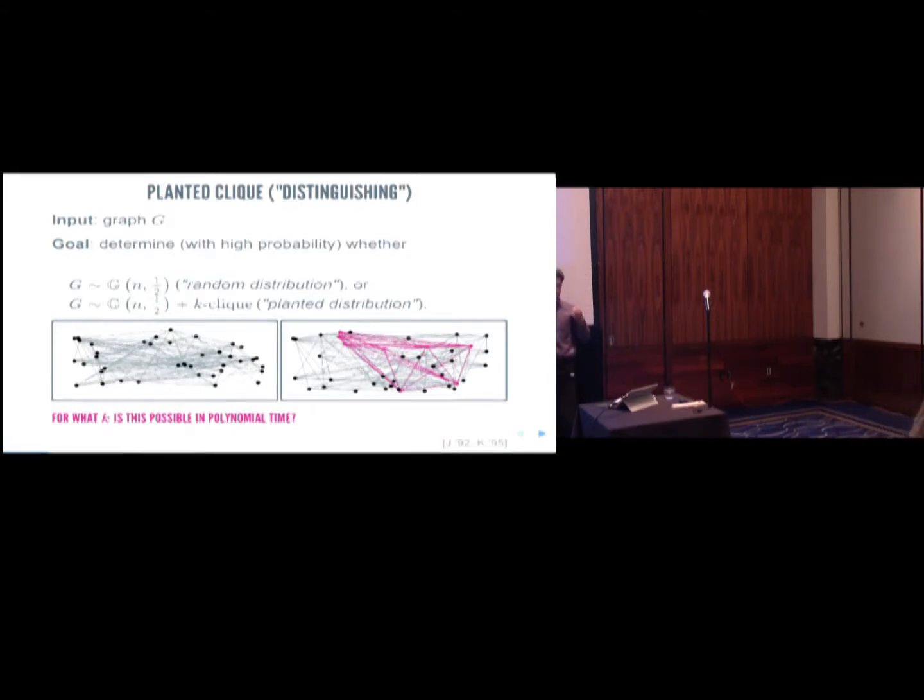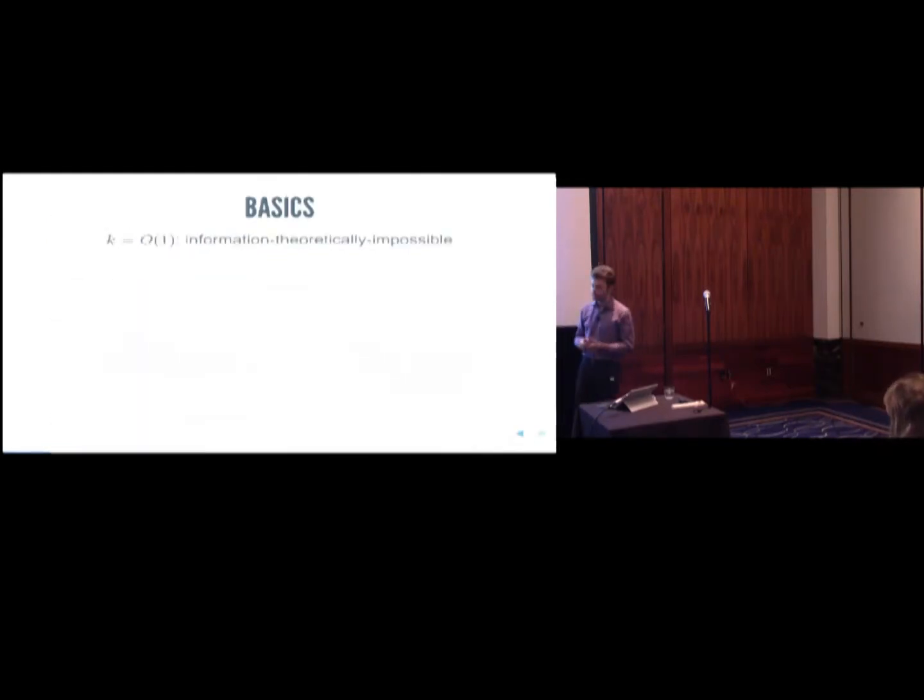Okay, so this problem goes way back, like 40 years, and the literature is vast, so there's not time to do a complete survey of it. But let's talk about some basic things. What happens if the size of the clique that you plant is constant, like 1,000 nodes or something? Well, then, as the size of the graph goes to infinity, this problem becomes information theoretically impossible. You can't distinguish the distributions.